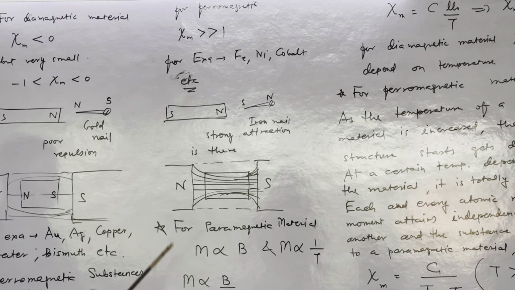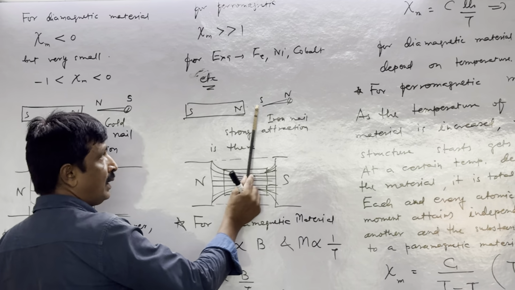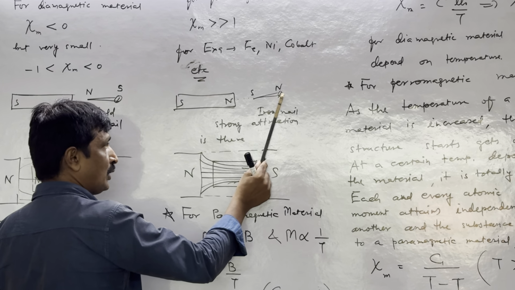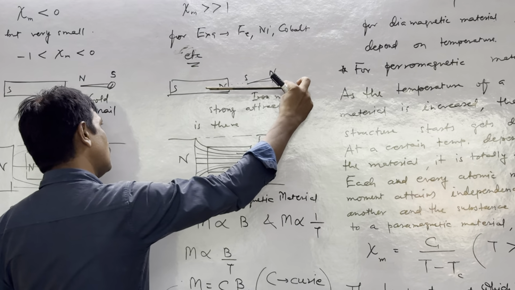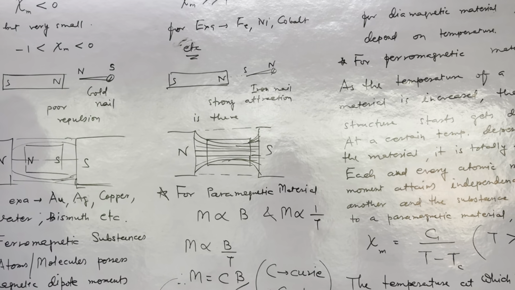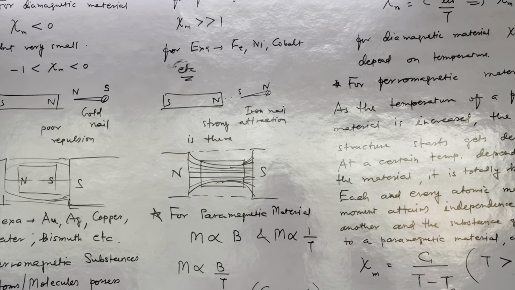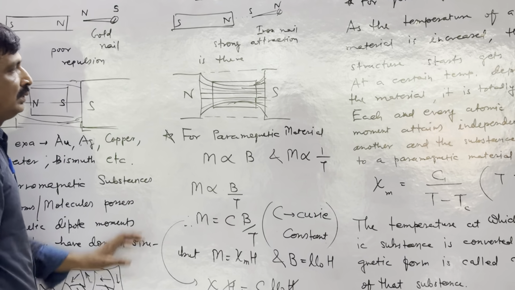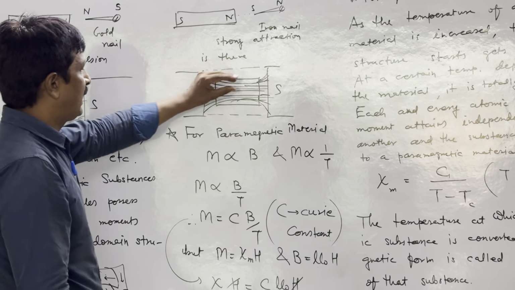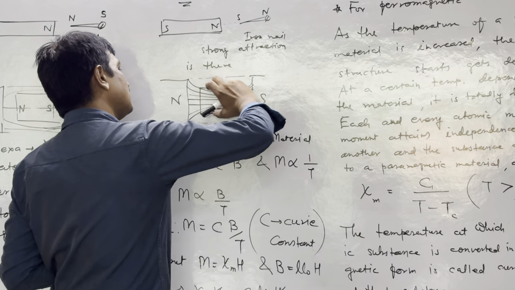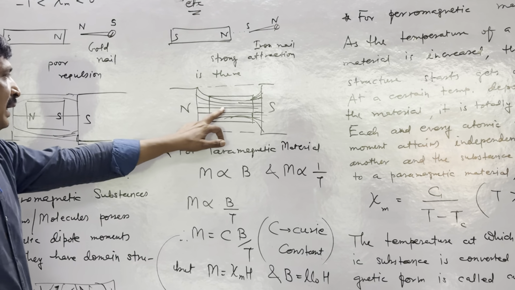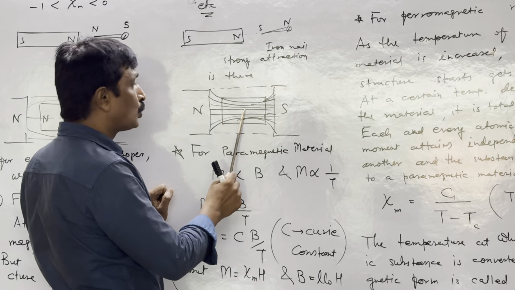If we place an iron nail in the magnetic field of a bar magnet, this end becomes a south pole and this one a north pole. So it is strongly attracted towards the stronger magnetic field. And if we place an iron block in a uniform magnetic field, most of the magnetic field lines pass through it; it sucks in the magnetic field. So inside the iron block, the magnetic field becomes much stronger.